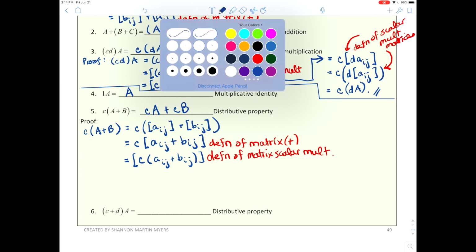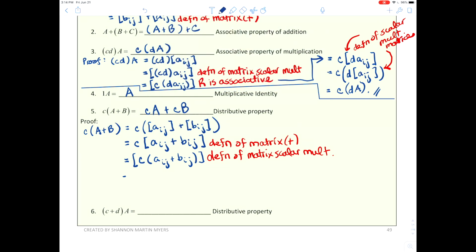Okay, next up, what should we do? The real numbers are distributive over addition, right? So this is going to be C times Aij plus C times Bij inside the matrix. And so the rationale for that is because the set of real numbers is distributive over addition.